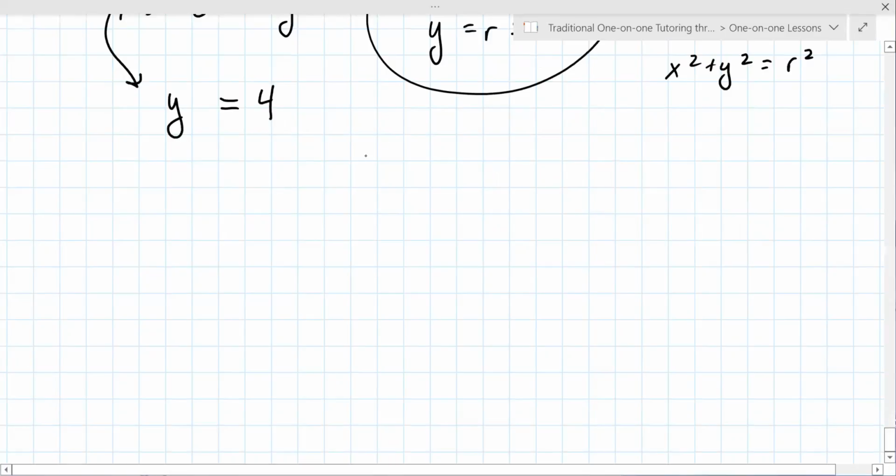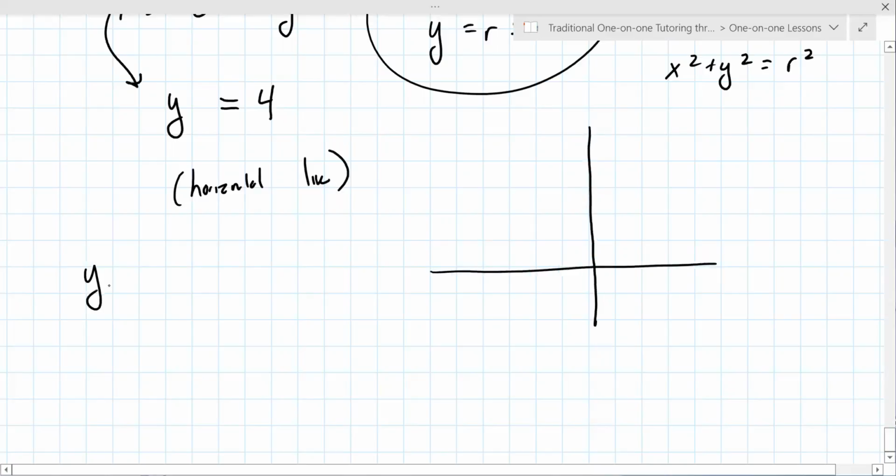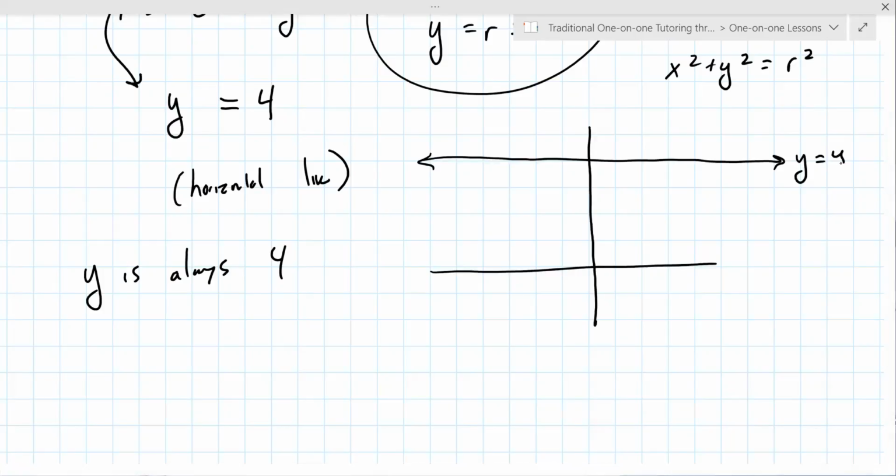So what does y equals 4 look like? Hopefully you remember that's a horizontal line. Horizontal lines are like looking out onto the horizon. It means in words, and I like the literal words here, that y is always 4. Always, always, always 4. X can be anything, but y is always 4. Okay, that makes sense.